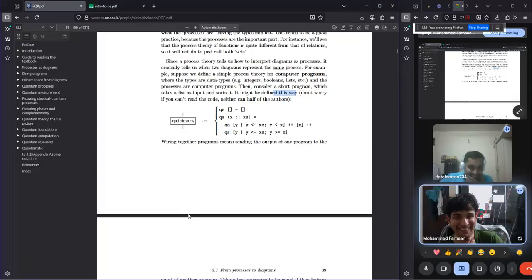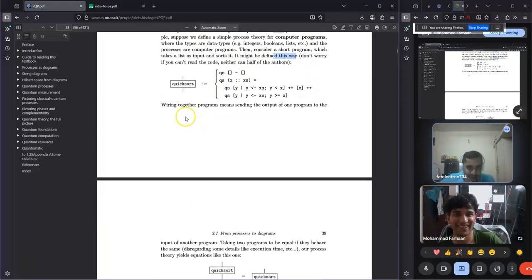Neither can I. Okay. So yeah, quicksort. Basically, if I have to explain, this is a list, and the elements inside the list, this is basically how quicksort works.